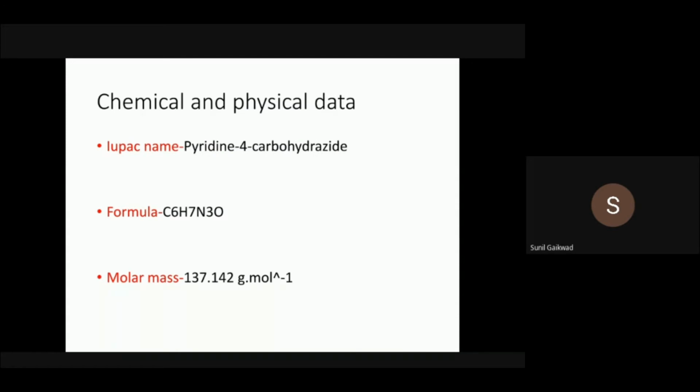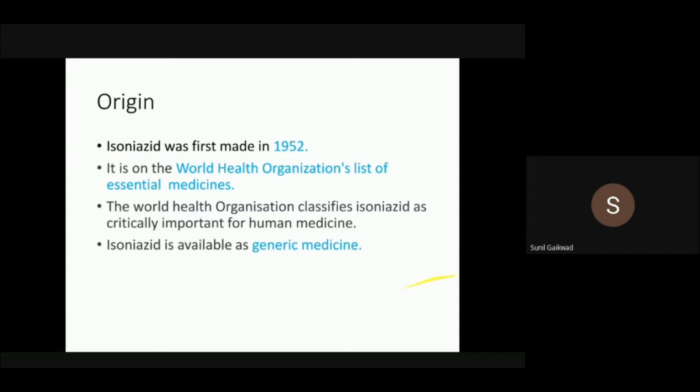So chemical and physical data. Its IUPAC name is pyridine-4-carbohydrazide. Its formula is C6H7N3O. Molar mass is 137.142 grams per mole. Origin: isoniazid was first made in 1952. It is on the World Health Organization's list of essential medicines. It is also available as a generic medicine. The World Health Organization classifies isoniazid as critically important for human medicine.